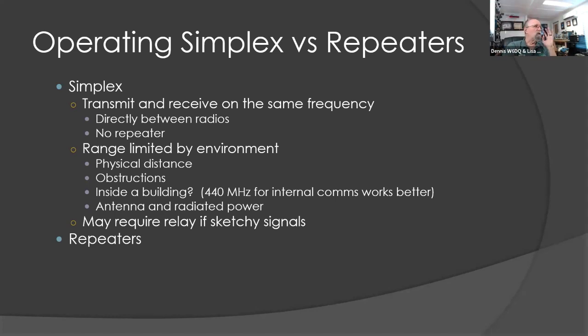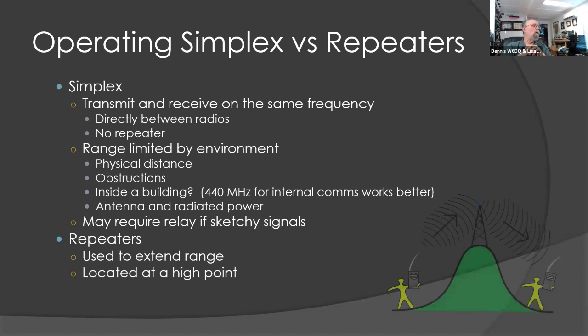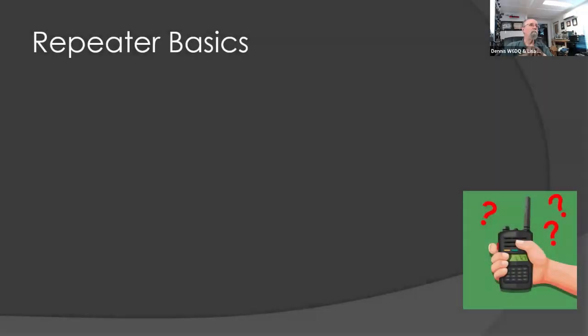The whole purpose of the repeater is to extend the range of your radio. So it's going to be located at a high point. In the example, the repeater's up on top of a mountain, and two people on either side of the mountain can talk to each other because there's a repeater on top of the mountain. That's what a repeater is for. It's a common point that we can all talk through, in a high location that everybody has access to. Now, we're going to go into the basics.